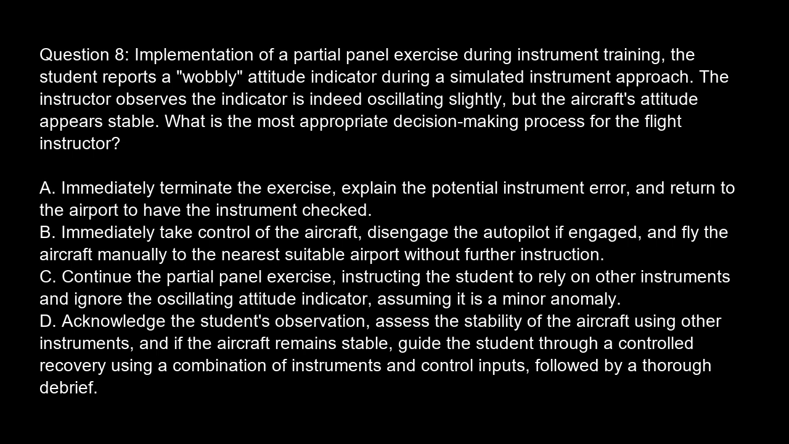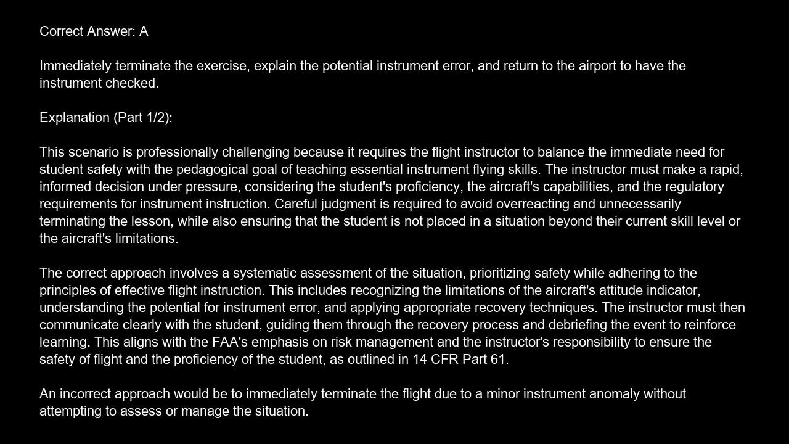Option D. Acknowledge the student's observation, assess the stability of the aircraft using other instruments, and if the aircraft remains stable, guide the student through a controlled recovery using a combination of instruments and control inputs, followed by a thorough debrief. The correct answer is A. Immediately terminate the exercise, explain the potential instrument error, and return to the airport to have the instrument checked.